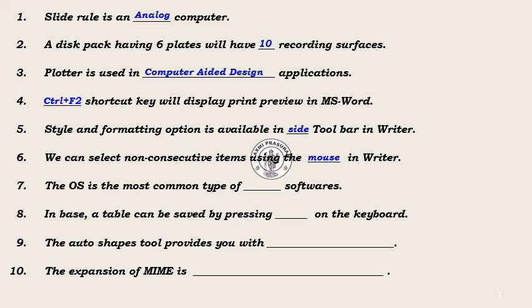7. The OS is the most common type of system software. 8. In Base, a table can be saved by pressing Ctrl plus S on the keyboard.